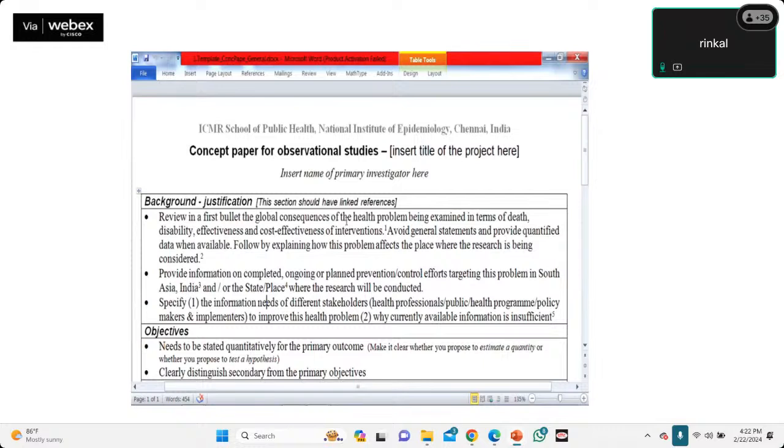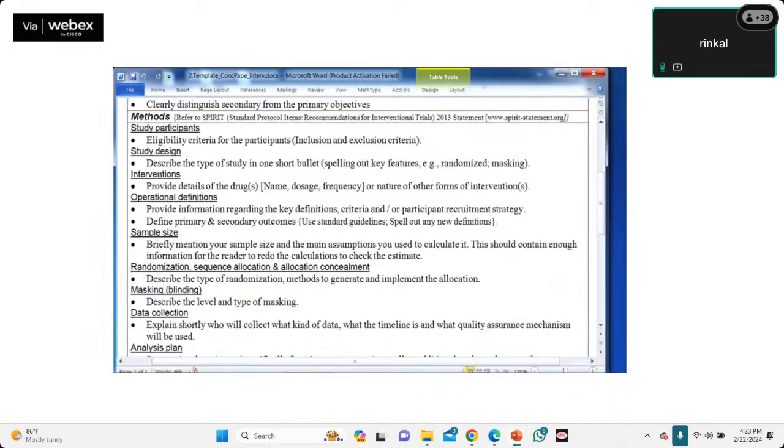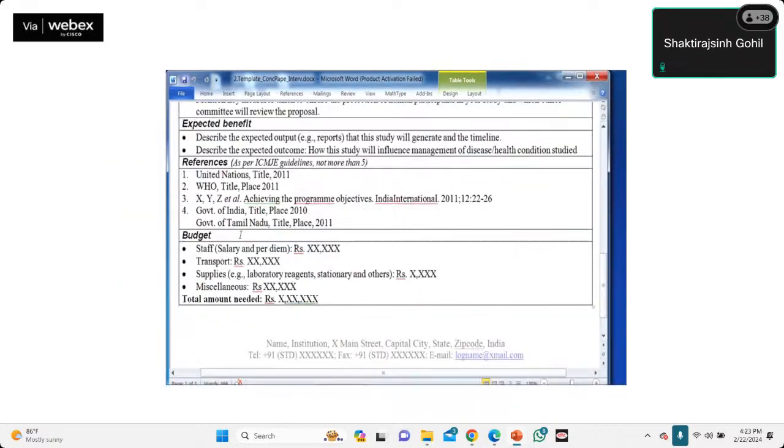These are samples of the templates of the concept paper for observational studies as well as for intervention studies. You can go through them. It's basically a template, already available on the website. You can edit it and fit your protocol into this. That's it from my side.